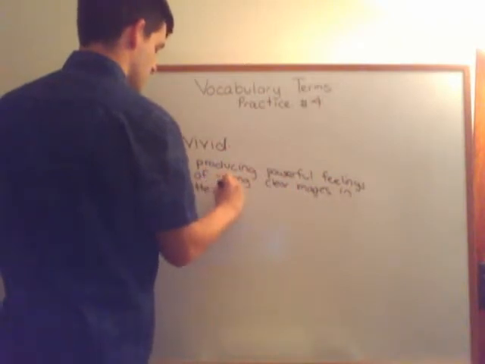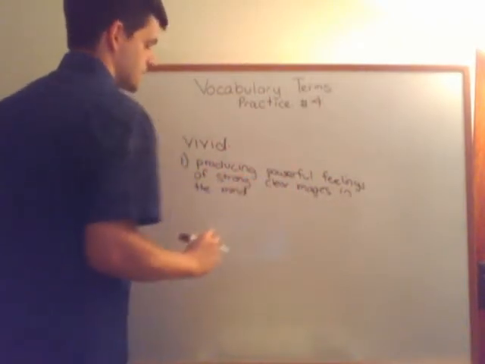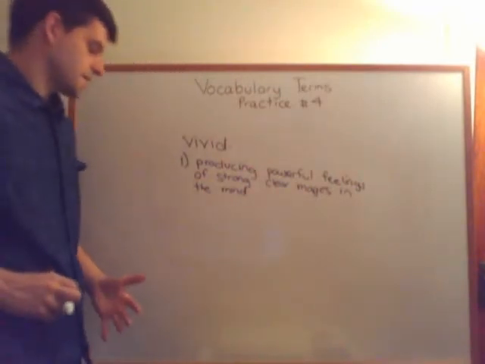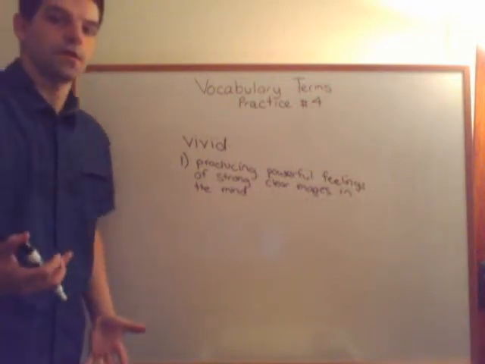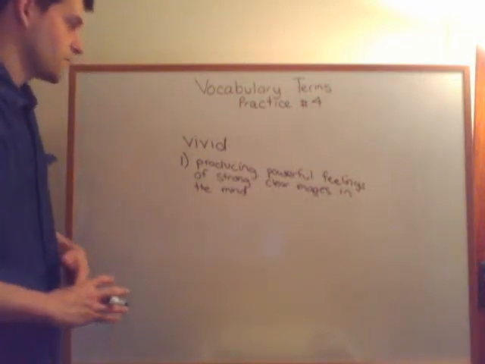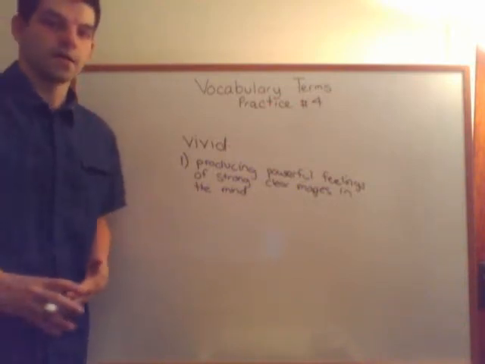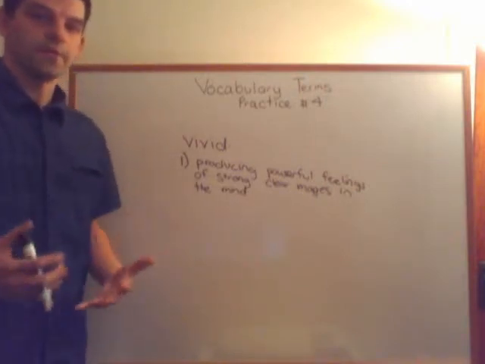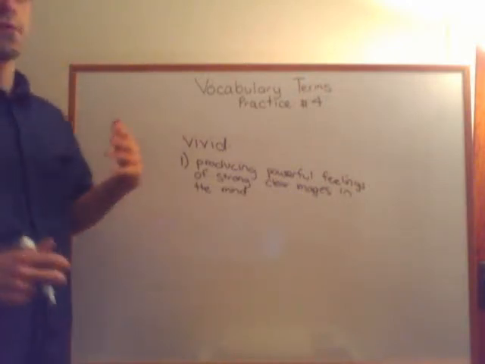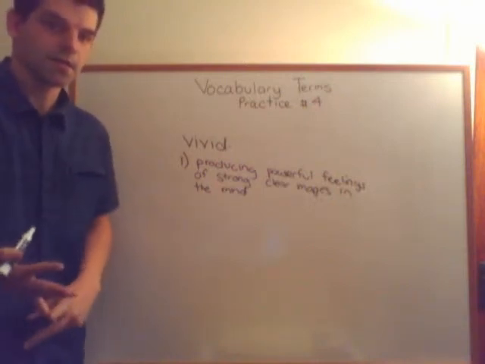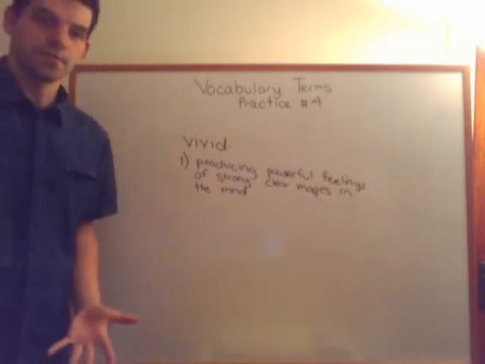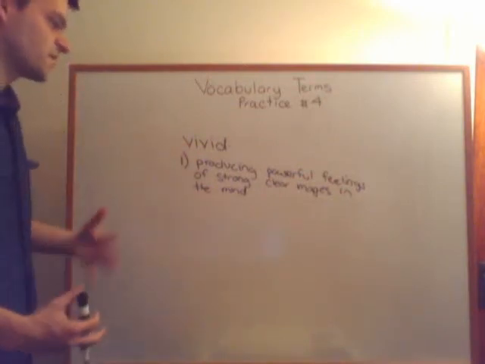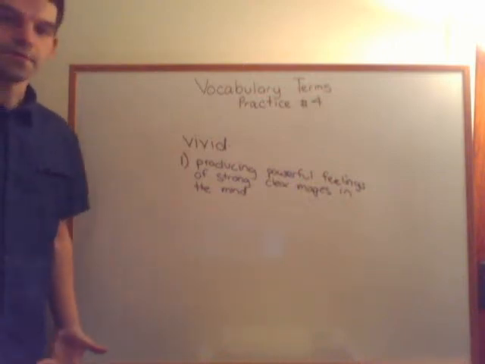Okay. And the example that we came up with for this one was the concert. A full capacity concert brought a lot of vivid thoughts back upon our memory. So when we were recalling the concert, they were very vivid and very lively. The full capacity audience, the music, just the overall atmosphere allowed it to be recalled in the mind very easily. So vivid is producing powerful feelings or strong, clear images in your mind.